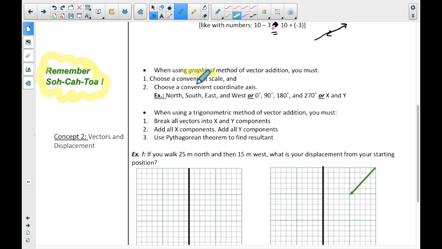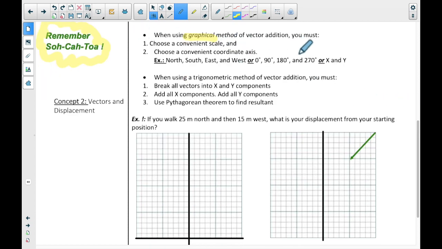You have to choose a convenient scale and choose a convenient coordinate axis. So do you want to say north, south, east, west, or 0, 90, 180, 270, or how are you going to label your axes? Or you could just have X and Y axes. And so that's when you're using graph paper. Sometimes it doesn't really make sense to use graph paper, or even if you do use graph paper, it's really helpful to know some trigonometry, and that's what I'm talking about, Sohcahtoa.